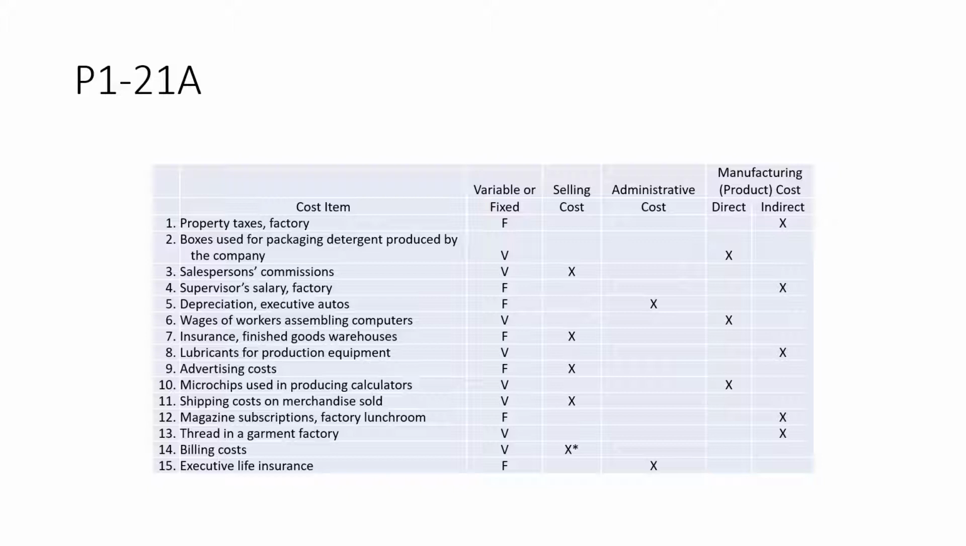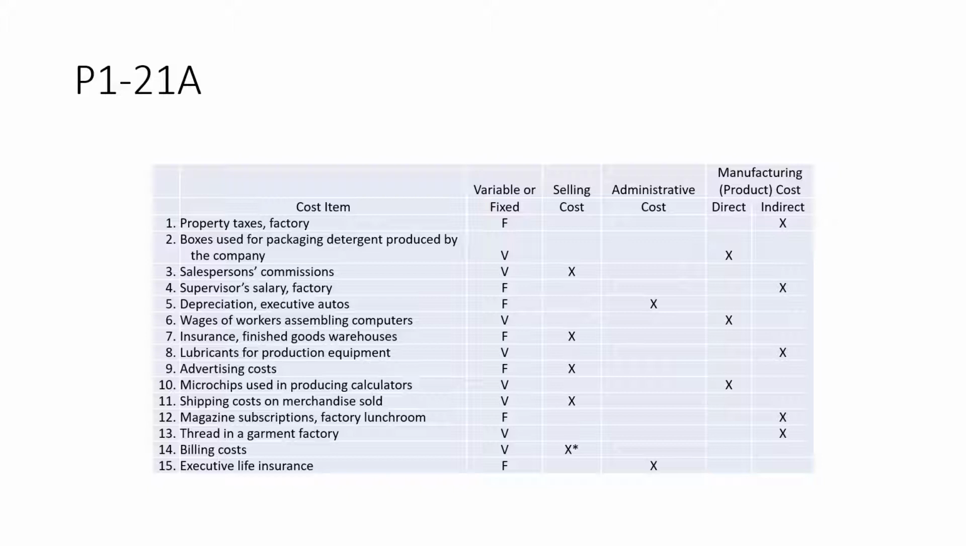Magazine subscriptions for the factory lunchroom. So it's a fixed cost, and it's considered an indirect cost of making the product because you put them in the lunchroom. That's really stretching it. Thread in a garment factory. That's a variable cost. So the more you make, the more you'll use. But it's not a direct material. Like, how much thread do you use? It's an indirect or manufacturing overhead.